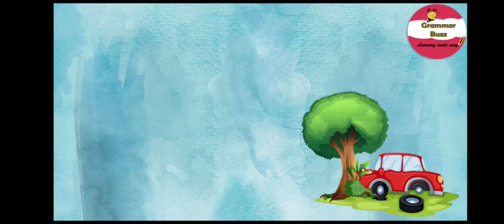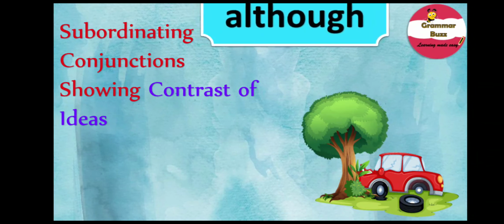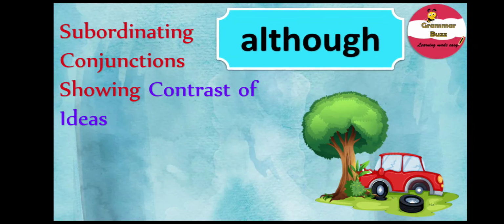Well, now it's time for us to discuss a little about those conjunctions which show conditions. Okay, so subordinating conjunctions showing contrast of ideas or conditions. And the first one in our checklist is although. Although means in spite of the fact that. Although is used to show contrast of ideas. Always remember that. Something that is contradictory.